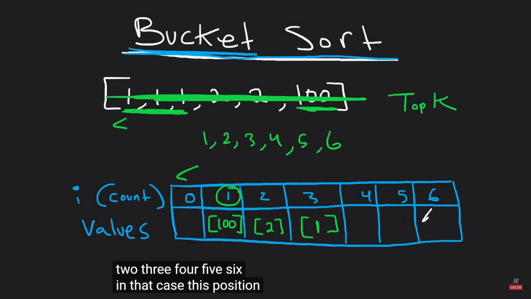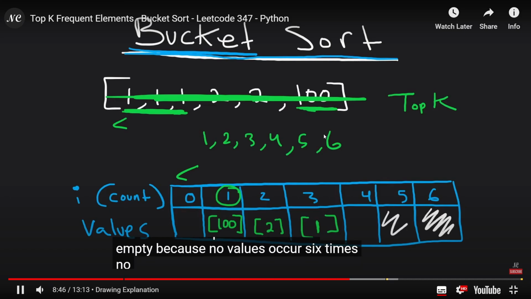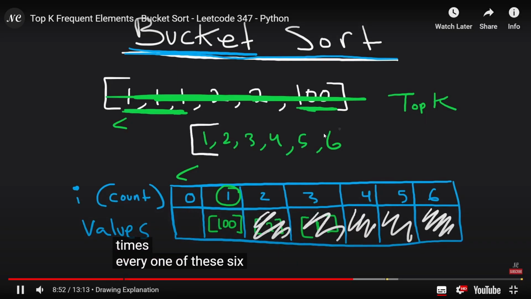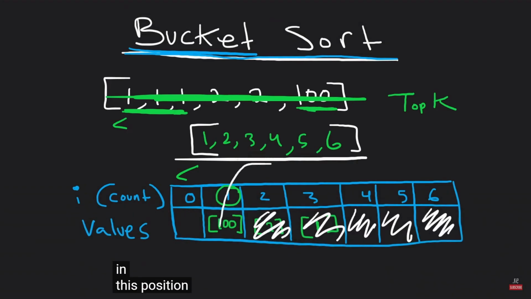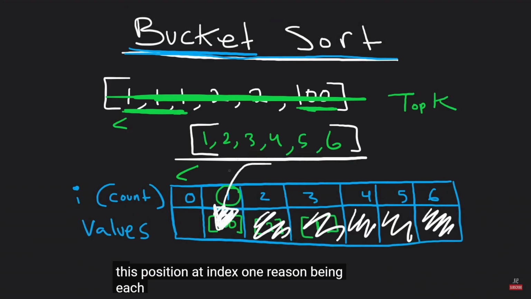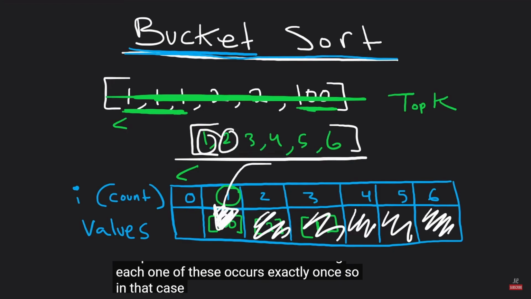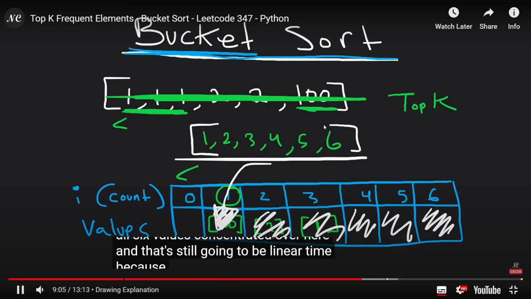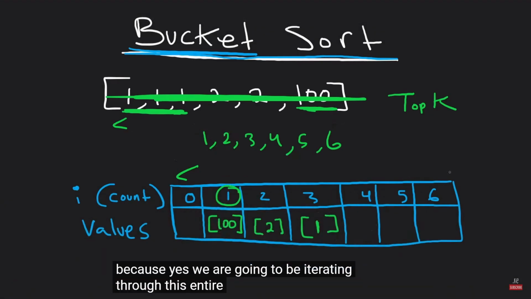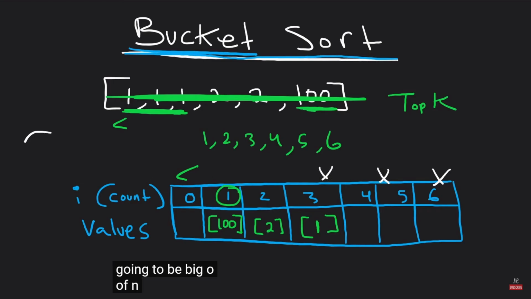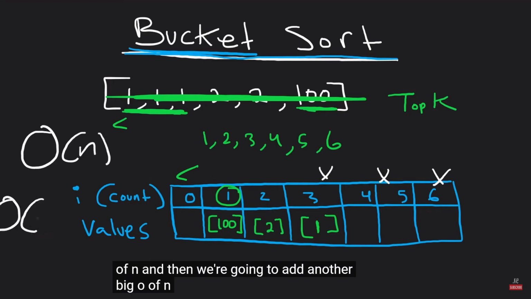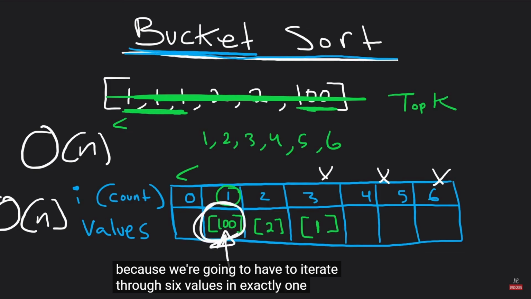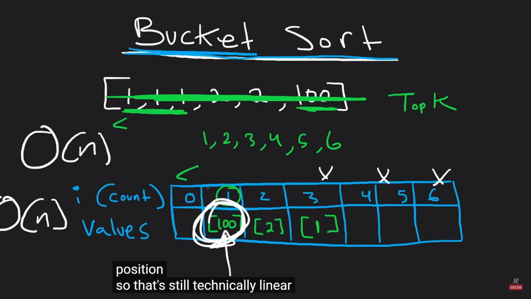That's another extreme. What if we had 1, 2, 3, 4, 5, 6? In that case, this position would be empty because no values occur 6 times, no values occur 5 times, 4 times, 3 times, or 2 times. Every one of these 6 values would go in this position at index 1, reason being each one of these occurs exactly once. So in that case, we'll have all 6 values concentrated over here. And that's still going to be linear time because, yes, we are going to be iterating through this entire input array, which is going to be big O of n, and then we're going to add another big O of n to that, because we're going to have to iterate through 6 values in exactly one position. So that's still technically linear time.